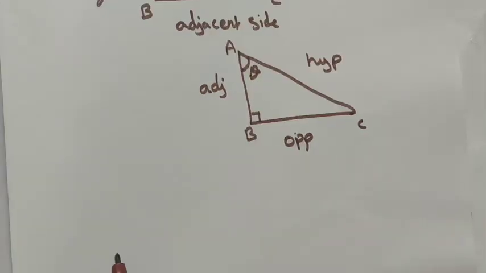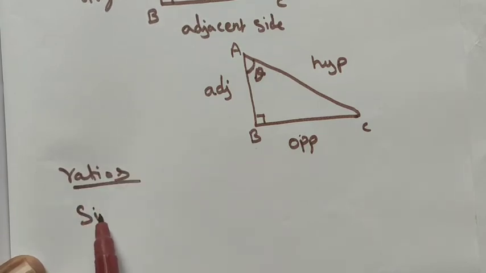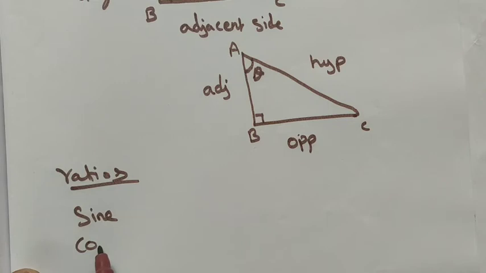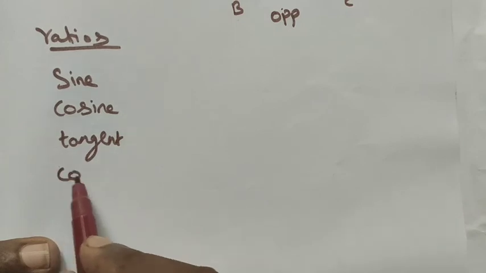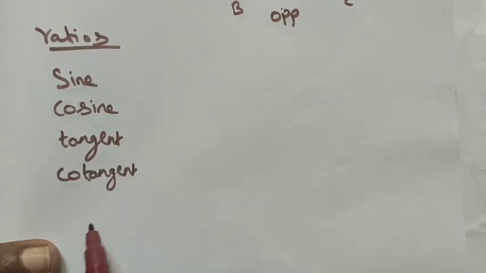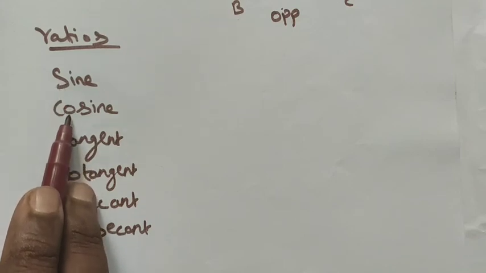In trigonometry we have the ratios. The ratios are sine, cosine, tangent, cotangent, secant and then cosecant. See, sine, cosine, tangent. See, co is added here, that is the co-partner of that.